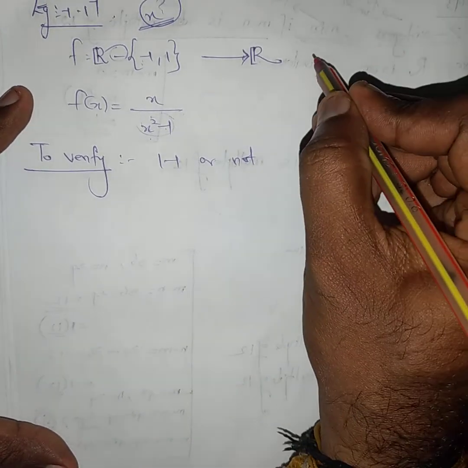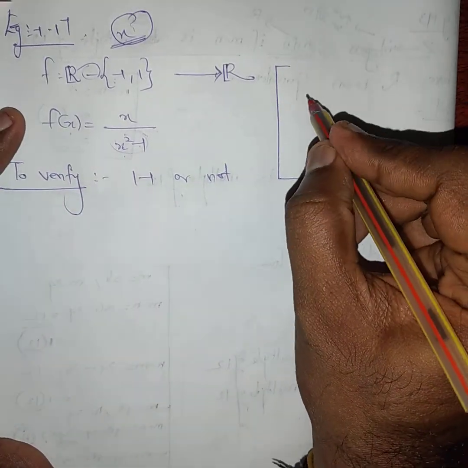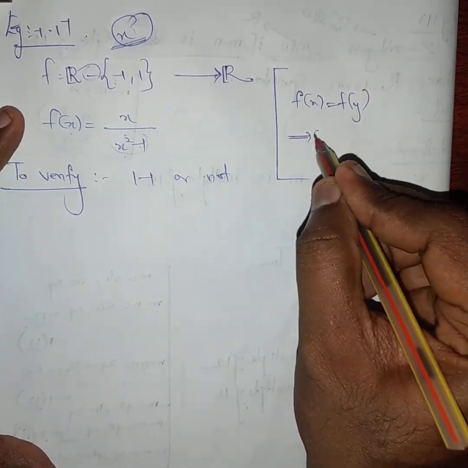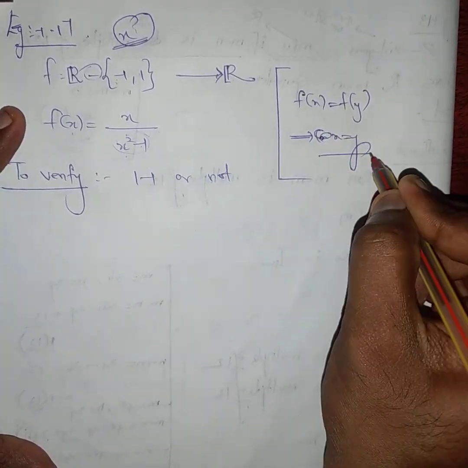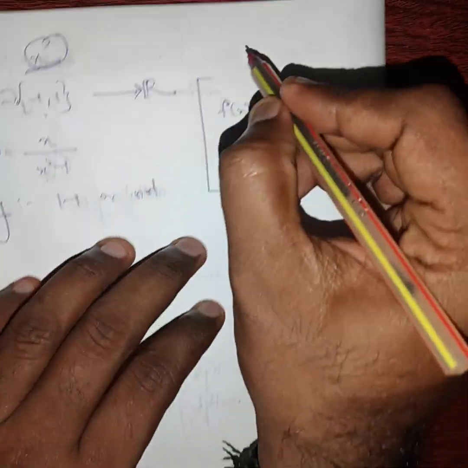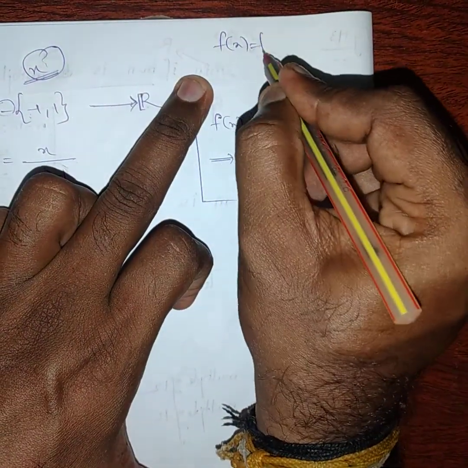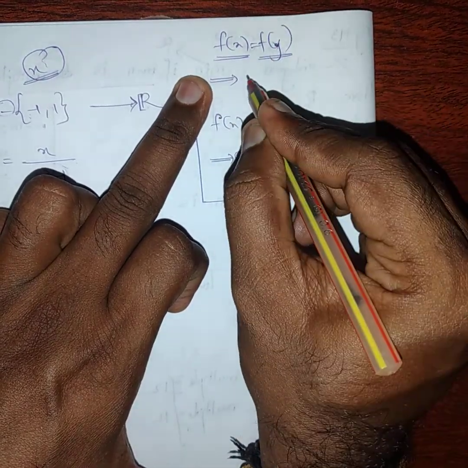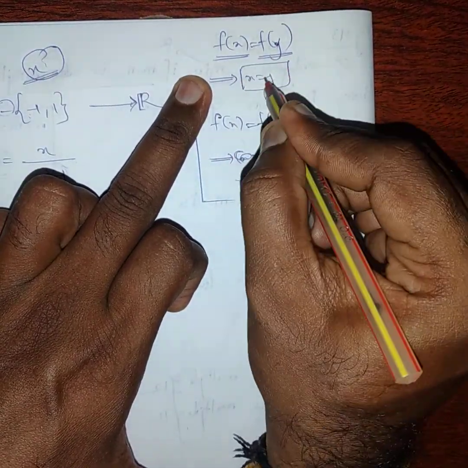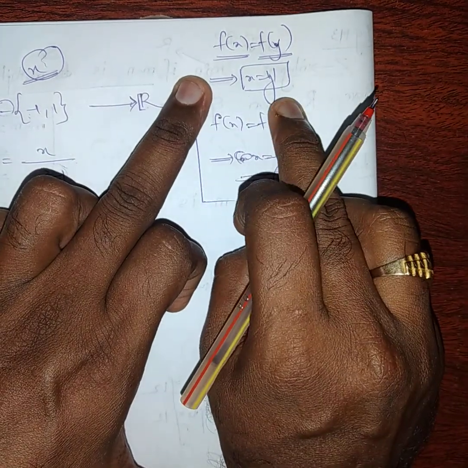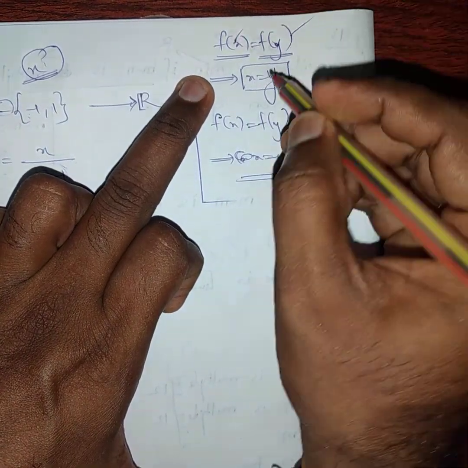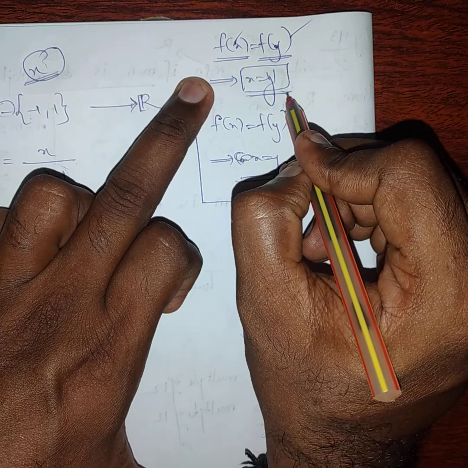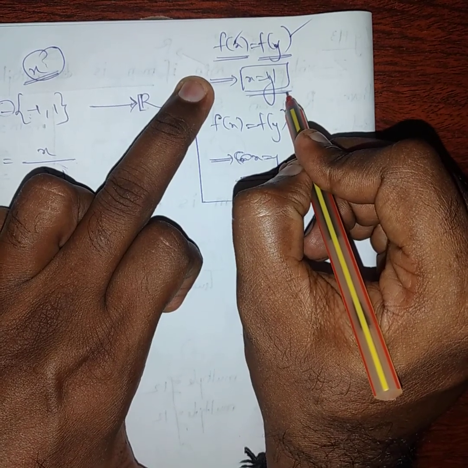We always learn this in 10th standard maths also: we need to take f of x equal to f of y, which implies x is equal to y. This is our 1 to 1. I will tell you once again, we take f of x equal to f of y, which implies x is equal to y. This is our main work, we need to prove. If we prove x is equal to y, therefore it is called a 1 to 1 function.